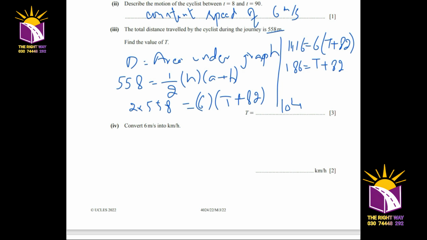Convert 6 meter per second into kilometer per hour. Now, converting meter per second to kilometer per hour, we are going to multiply it by 3600 and divide it by 1000. Then it will be converted into kilometer per hour. So 6 multiplied by 3600 divided by 1000 will be equal to 21.6 kilometer per hour.